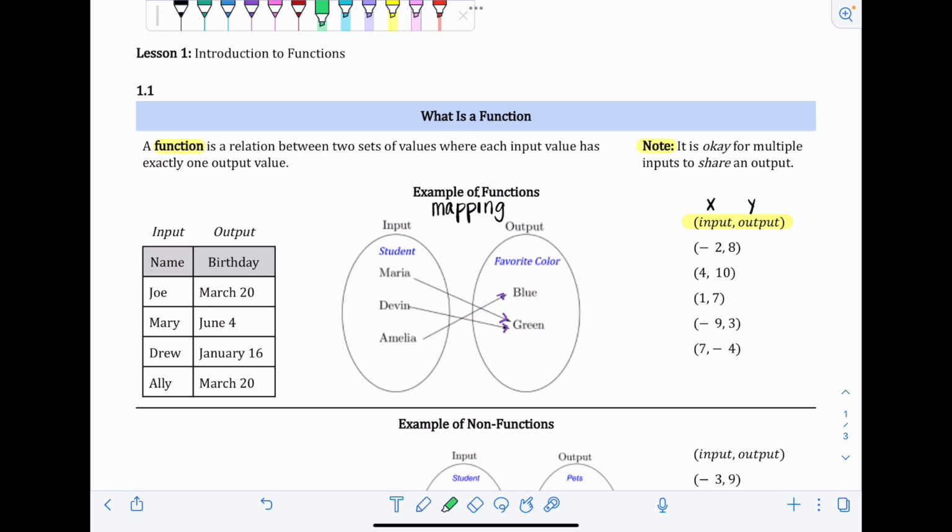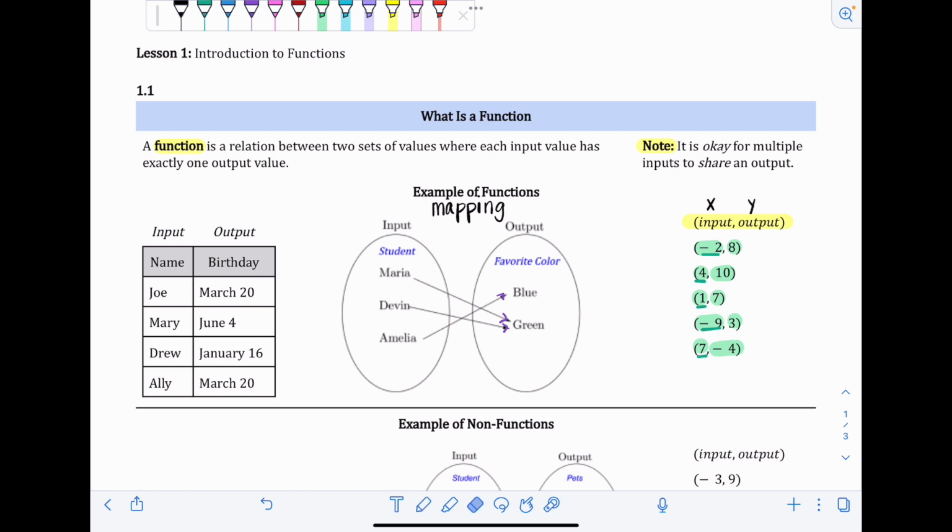So like right here, we have a negative 2 that goes to 8. Right here, we have a 4 that goes to 10, 1 goes to 7, negative 9 goes to 3, and 7 goes to negative 4. So there's no repeat input values. In fact, all of the input values are completely different: negative 2, 4, 1, negative 9, and 7. So that means we can't have one input going to two different outputs because we don't even have an input that's repeated.